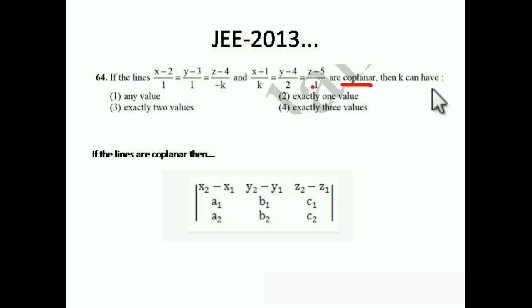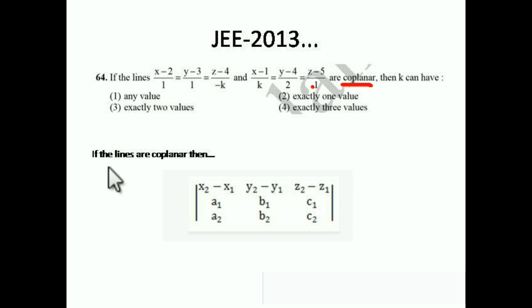Now see, they say that the lines are coplanar. So if the lines are coplanar, then what happens? If the lines are coplanar, then this determinant becomes 0. What is this? This is the difference between these points, x2 minus x1, y2 minus y1, z2 minus z1, and then the directions a1, b1, c1 and a2, b2, c2. This determinant becomes 0. You have to remember this.